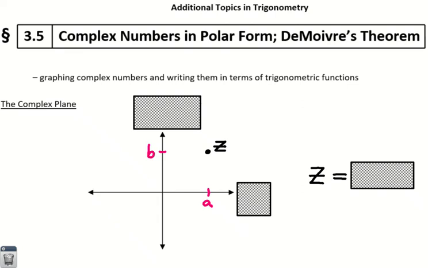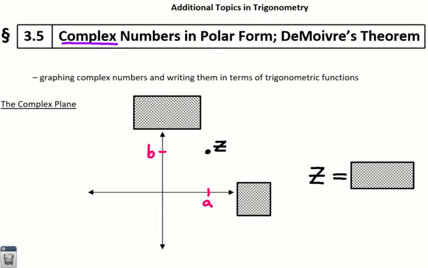Okay, section 3.5 is called Complex Numbers in Polar Form, de Moivre's theorem. Okay, let's start by talking about and reminding ourselves, or actually maybe this isn't a reminder, maybe this is the first time you've ever heard of a complex number.